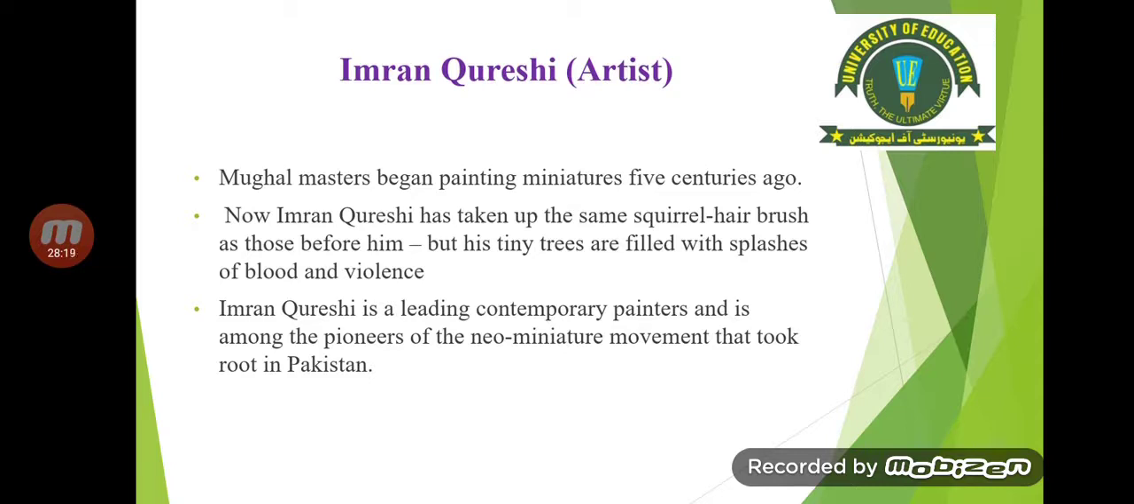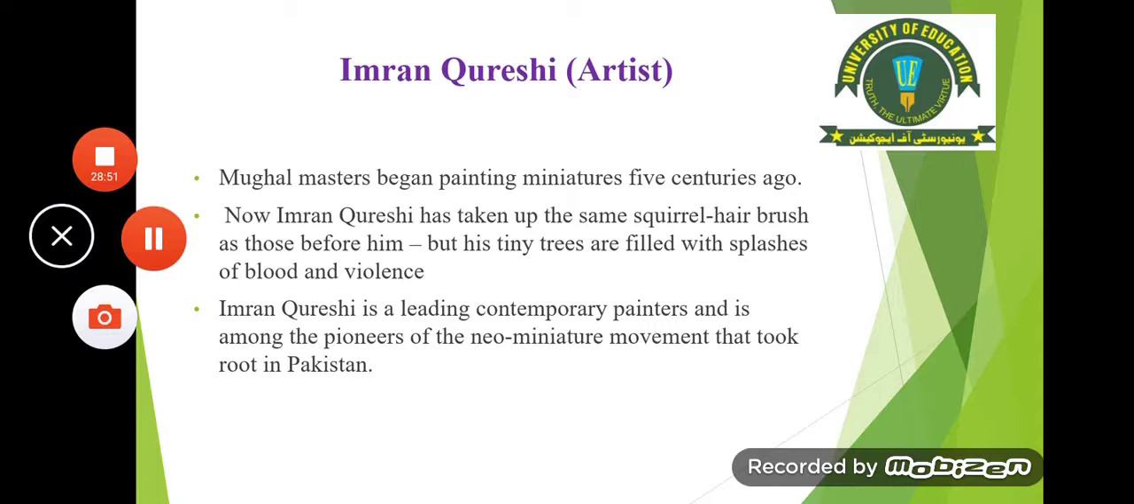Then there is another artist, Imran Qureshi. Mughal masters began painting miniatures 5 centuries ago. Now Imran Qureshi has taken up the same squirrel hair brush as those before him, but his tiny trees are filled with splashes of blood and violence. As we know, in the Mughal era, miniature painting was started and flourished 5 centuries ago. Imran Qureshi is another artist who especially paints miniatures, and also paints on large scales, but he has taken the same tiny petal motif painted earlier in Mughal miniatures. This time, these leaves, these motifs have been painted in blood and violence, in the red color, which represents the violence we see in the present time.